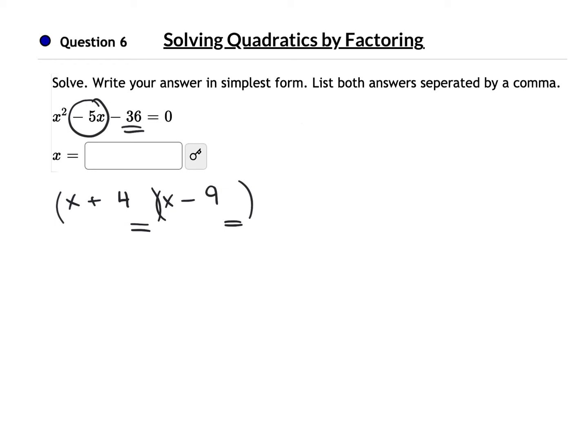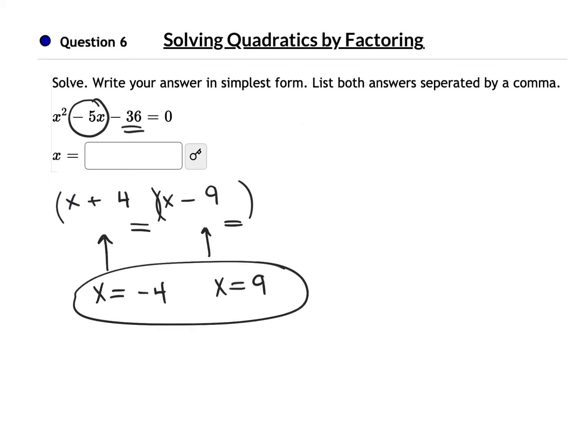Now I'm trying to find the values I plug in that create 0. Looks like negative 4 plus 4 is 0, so x equals negative 4. And here it looks like 9 minus 9 is 0, x equals 9. And those are our two solutions.